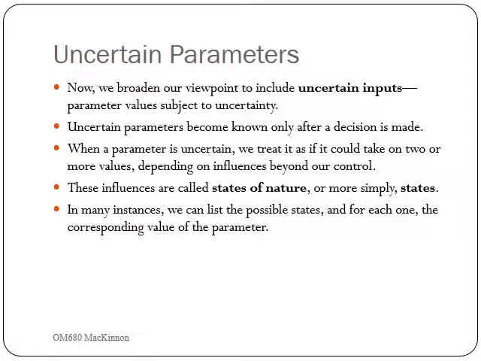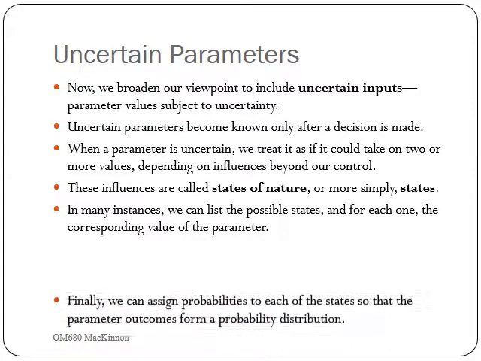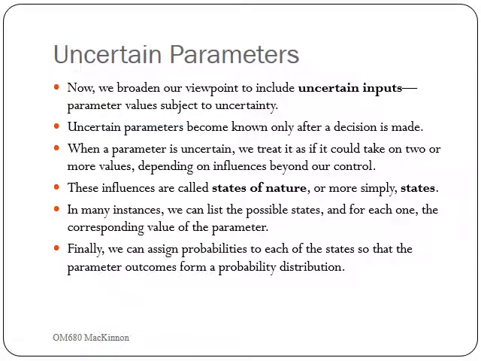And so what we do is we list the possible states if we can, and then for each of those states, the corresponding value of the parameter. And then finally, if we can, we assign probabilities to each of the states, so that the parameter forms a probability distribution. Okay, and we'll get into an example of that in a moment.